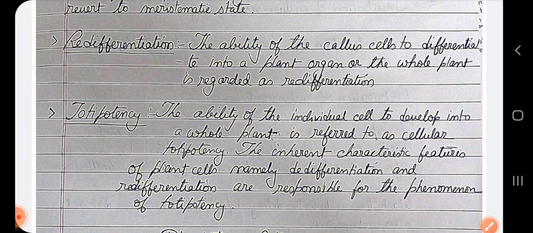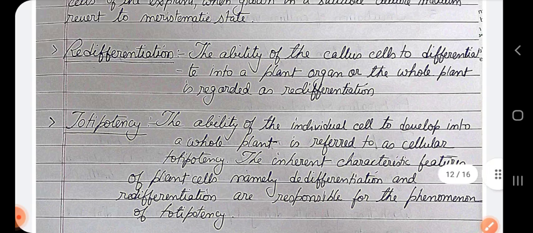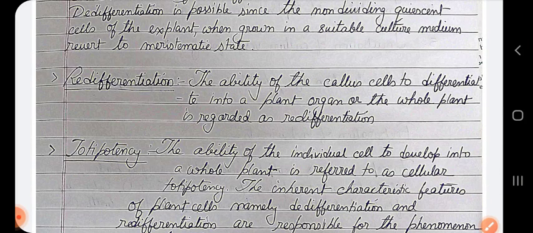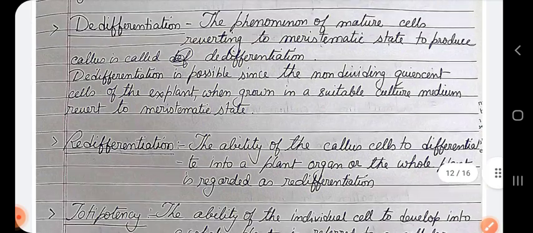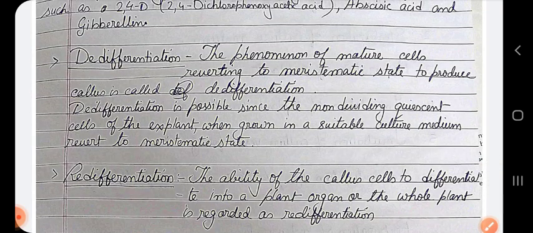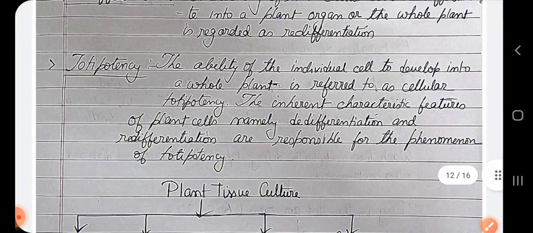Now, this property is present in our body, especially in the stem cell, right? The cloning process is being done by the use of this stem cell technique, but not all of our cells have the ability to give rise to a whole human being. But a plant cell is such a type of cell that from any plant cell you can give rise to a whole new plant. That is called the totipotency property. So the ability of the individual cell to develop into a whole plant is referred to as cellular totipotency.